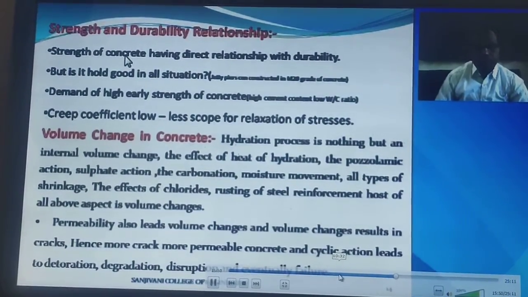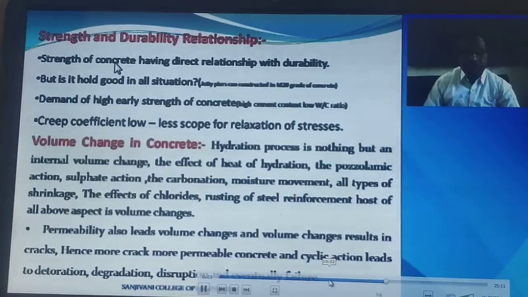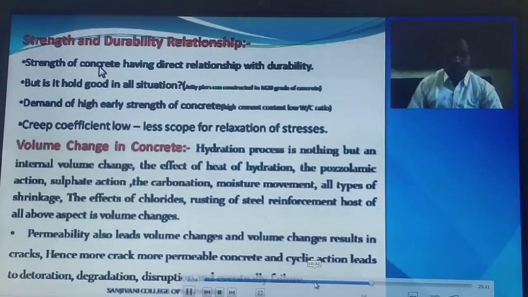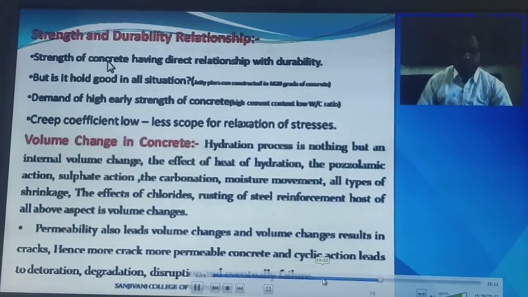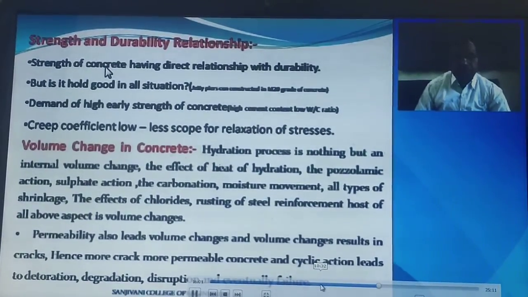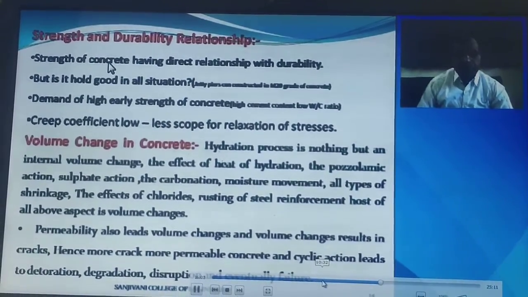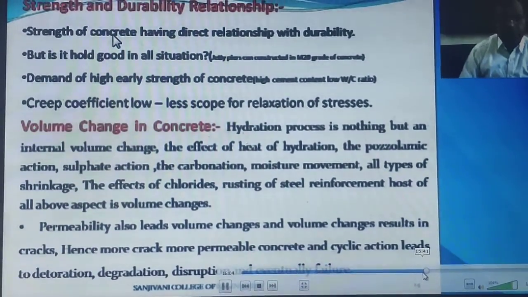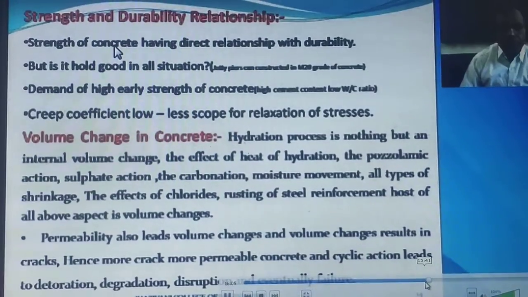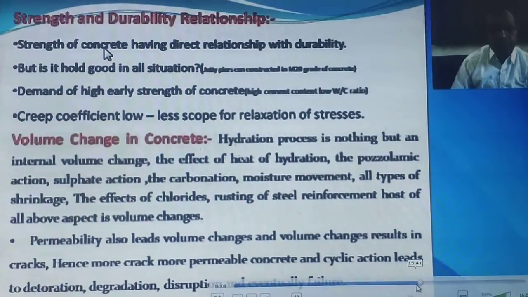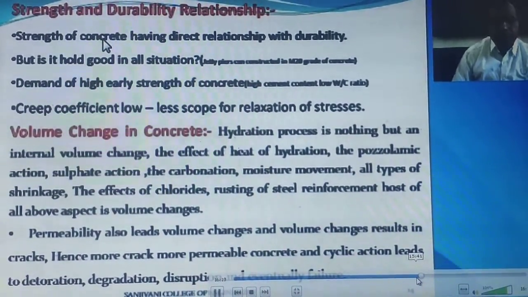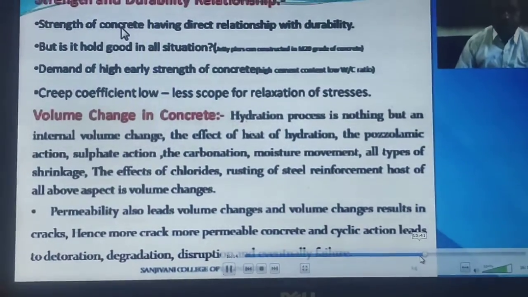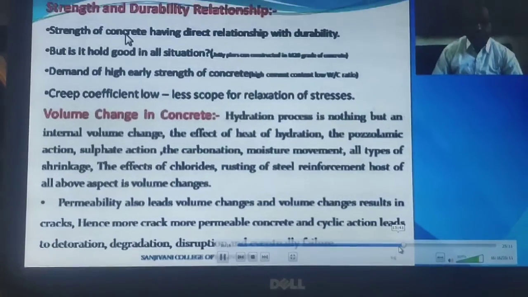So is there any relation between strength and durability? Yes, definitely there is a relation between strength and durability. The strength of concrete has a direct relationship with the durability. Previously it was assumed that the more the compressive strength of the concrete, the more will be the durability. But does it hold good for all situations?